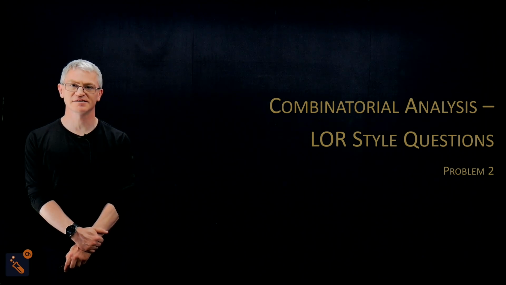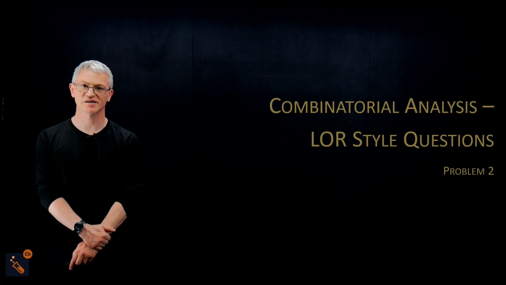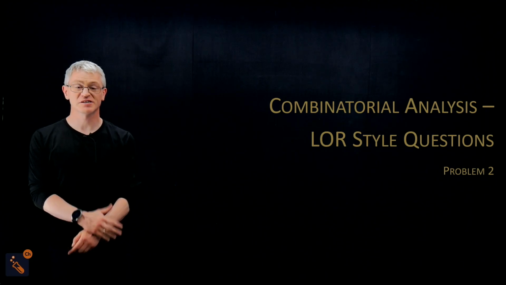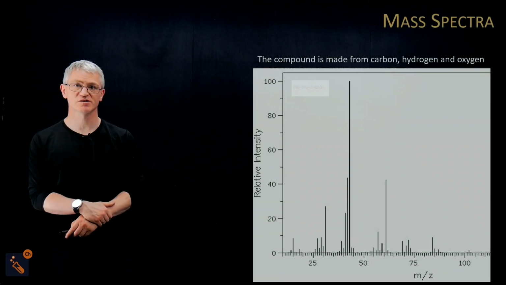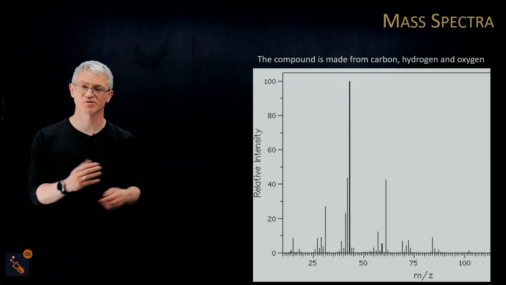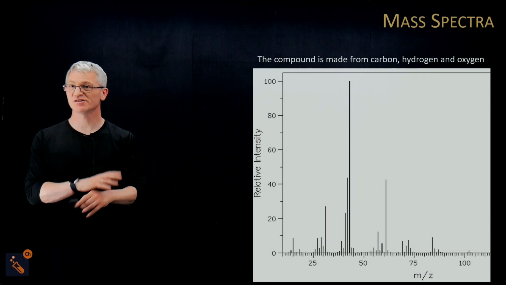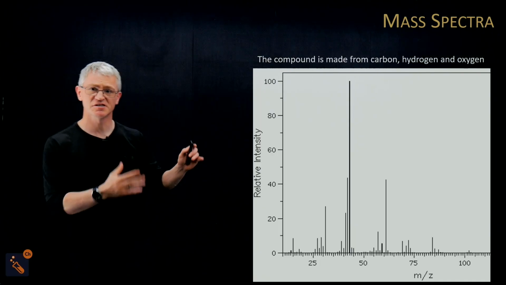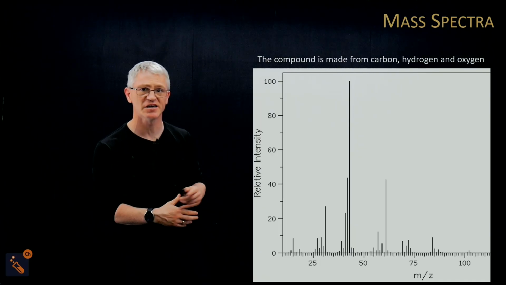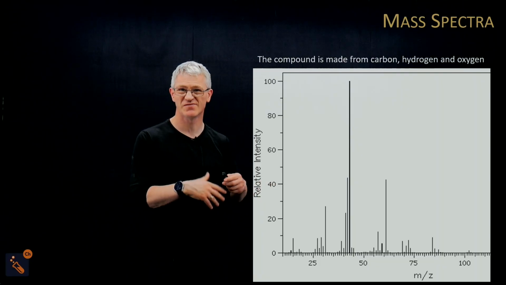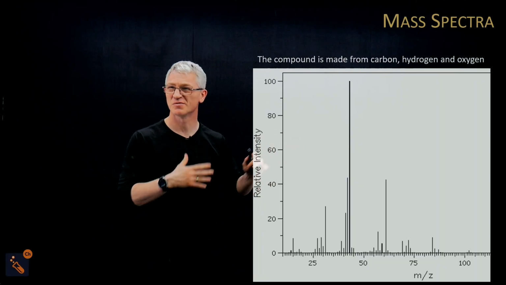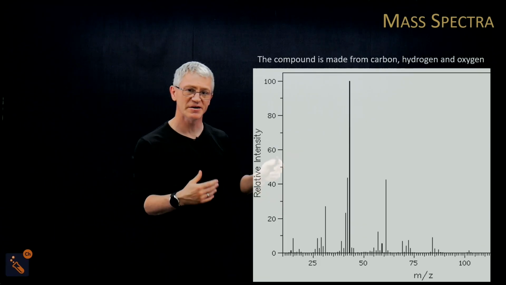Okay, so this is a slightly more difficult problem. If you look at this, we're not given the amount of carbon, hydrogen and oxygen, so there's no empirical formula, which means you've got to delve a little bit deeper into the mass spectrum, because that would give you some more information. If literally there was the empirical formula, you probably wouldn't have to.